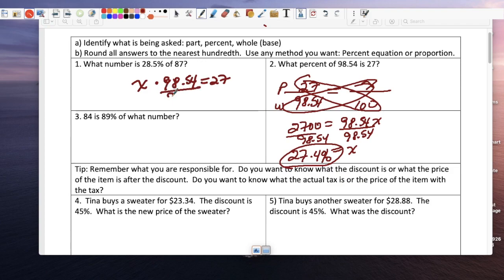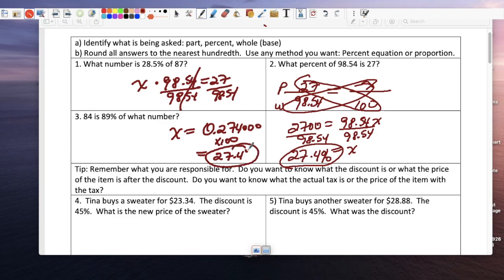So now we divide both sides by 98.54. That reduces to 1, and we get 27 divided by 98.54, and we get, as a decimal, 0.2740000, etc., but we're going to round this to the nearest hundredth, so again, you can multiply that by 100, or just move the decimal two spaces to the right, and we get 27.4. We get the same exact answer, whether you use a percent proportion or you want to set up an equation. It's really a matter of choice.